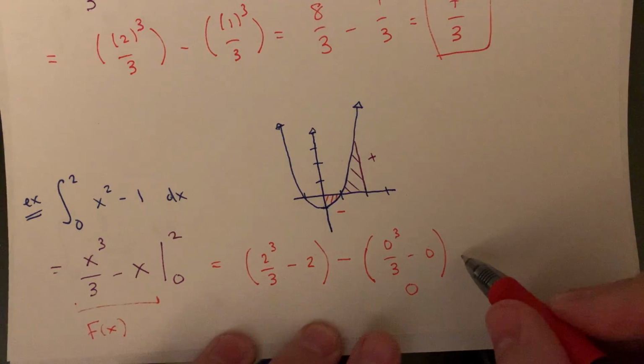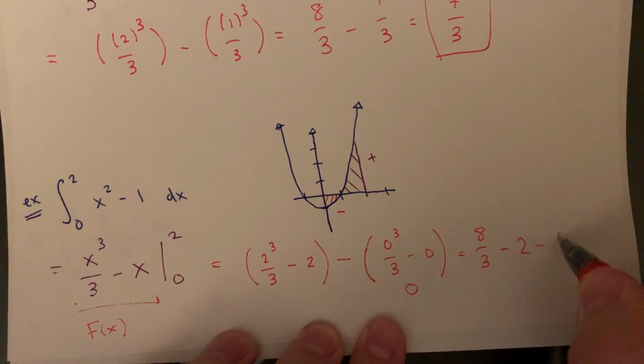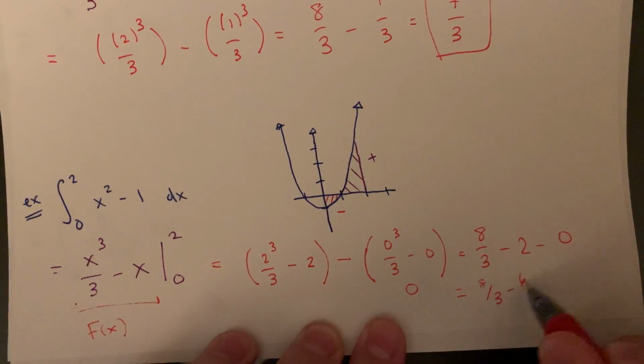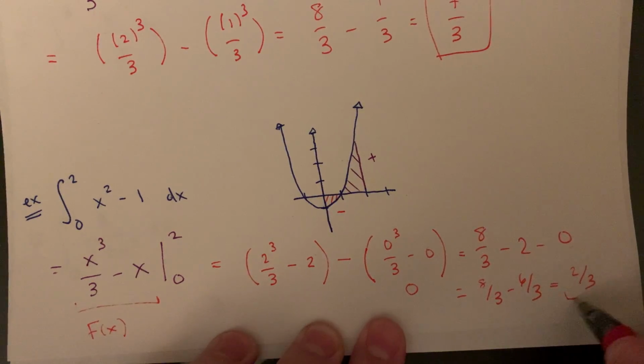This would, of course, be what? This is our 8/3 again, minus 2, minus 0. 8/3, and 2 would be 6/3. So this ends up being 2/3 in the end.